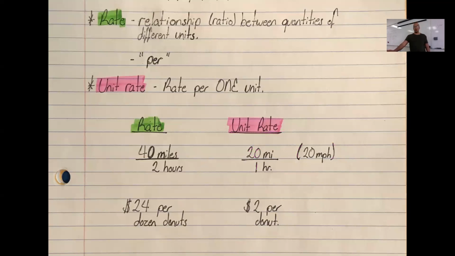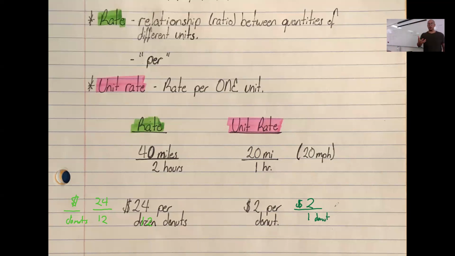Another example here, we have $24 per dozen donuts. By the way, dozen means 12, right? So the two things that we're comparing are dollars and donuts, and we have $24 for 12 donuts. Now, if I simplify that, I can simplify it all the way. You can think of the unit rate as a simplified version of a rate. You get $2 per donut.